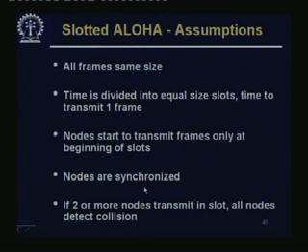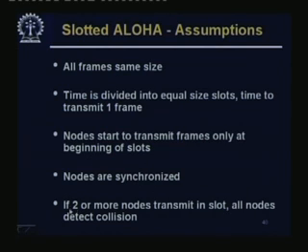In slotted ALOHA, which has somewhat better performance, all frames are of the same size. Time is divided into equal size slots, where each slot is the time to transmit one frame. If the transmitters and receivers are synchronized, they try to send frames only at the beginning of a slot. So, nodes start to transmit frames only at the beginning of slots.